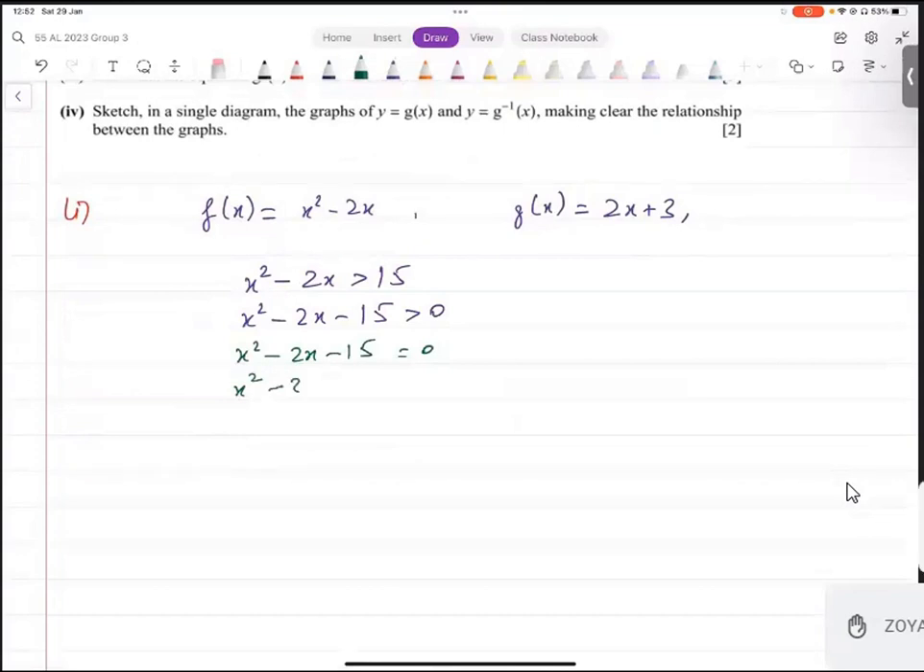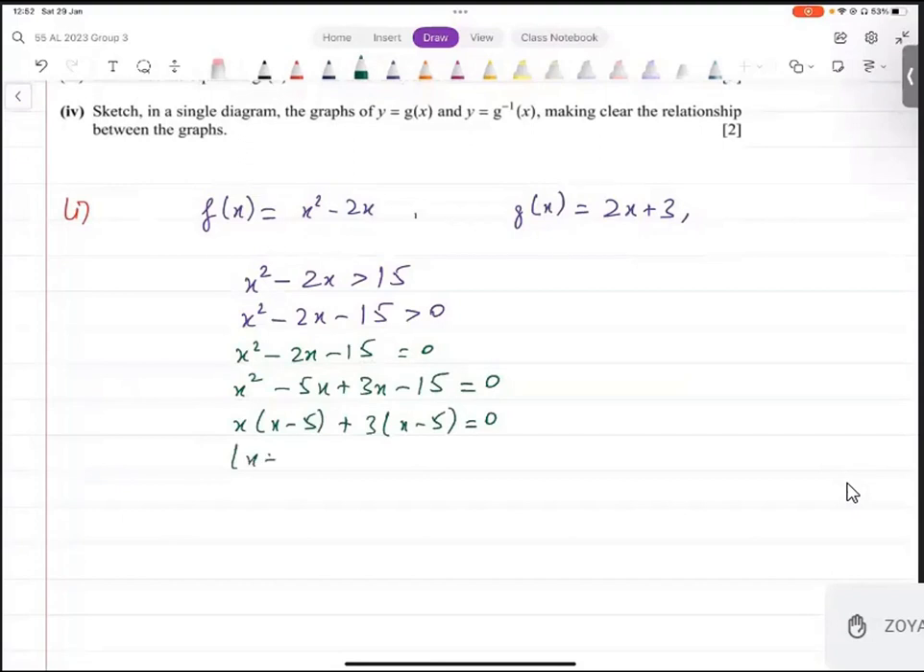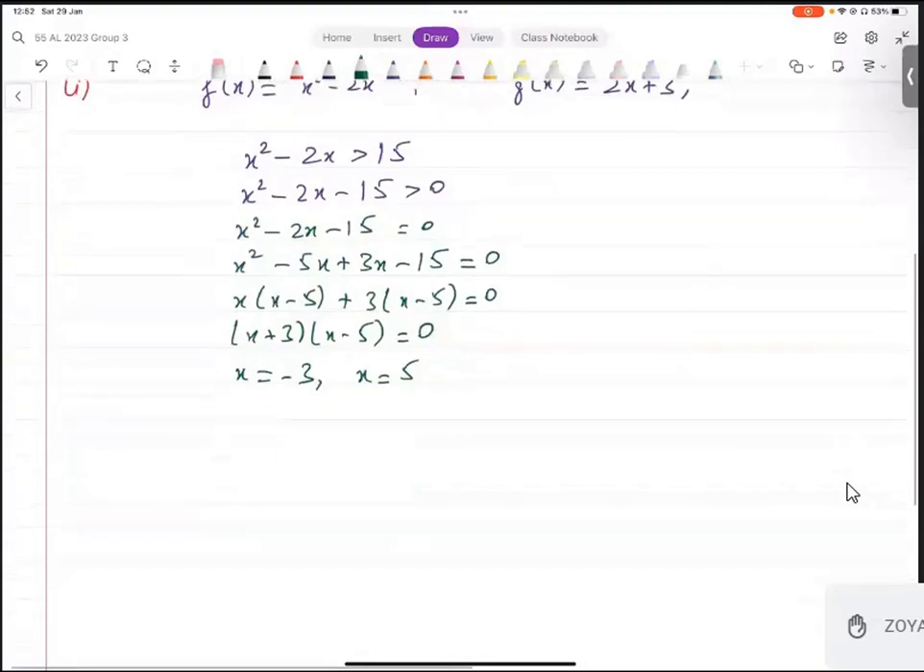X squared minus 5x plus 3x minus 15 equals 0. And that gives us x into (x minus 5) plus 3 into (x minus 5), that equals 0. (X plus 3) into (x minus 5) equals 0. X equals minus 3 and x equals 5. These are the two possibilities that we have.